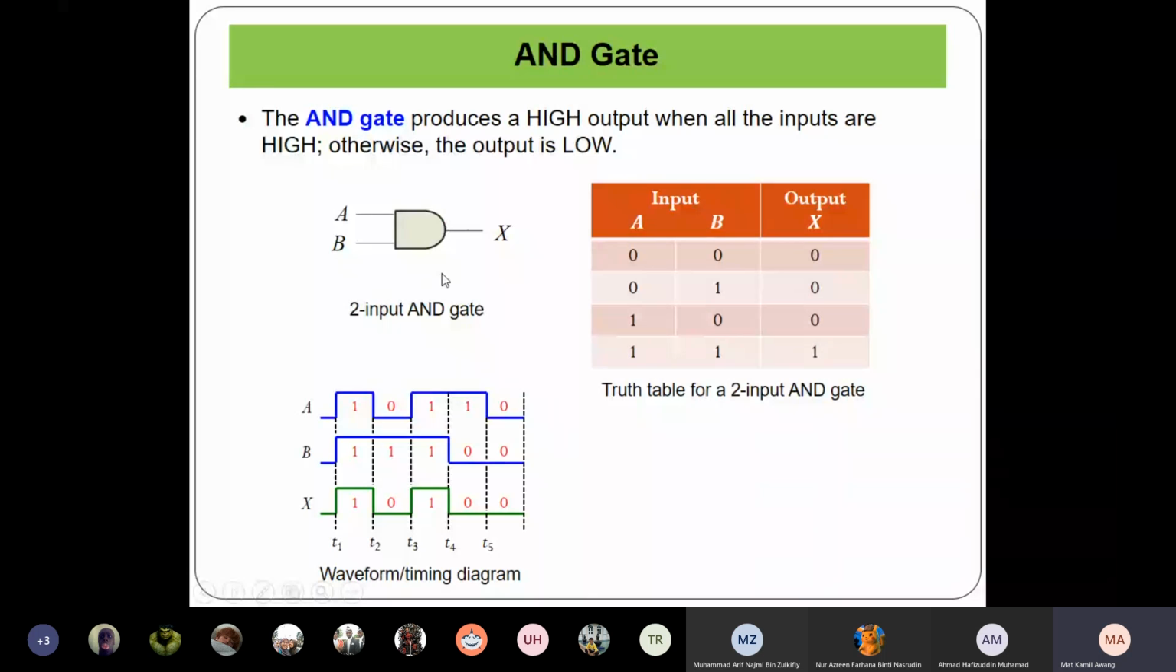So this is the AND gate. AND gate is similar to the multiplication. So when 1 and 1, then you get the output of 1, or high. Any question on AND gate? Simple. If not, we go to this.